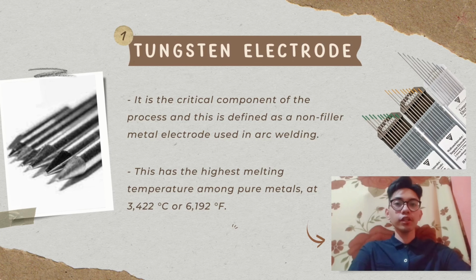Hello, I am Cesar Ricardo Obligacion, and now we will proceed to the welding repair materials, tools, and equipment. First, we have the tungsten electrode, which is considered to be the critical component of the process, and this is defined as a non-filler metal electrode used in arc welding. This has the highest melting temperature among pure metals at 3422 Celsius or 6192 Fahrenheit. This means the electrode can emit an arc that heats and liquefies the workpiece without itself melting away.